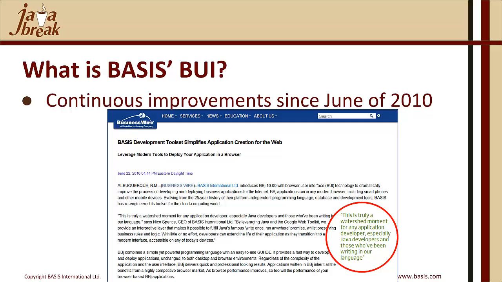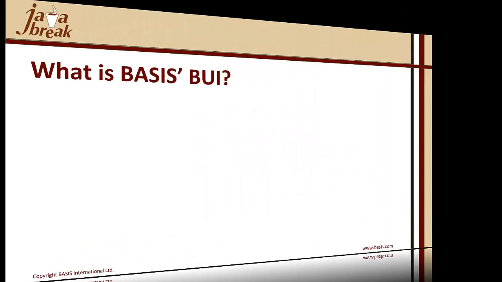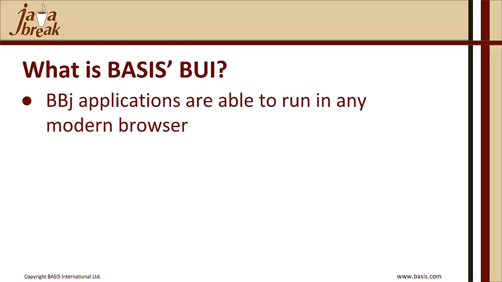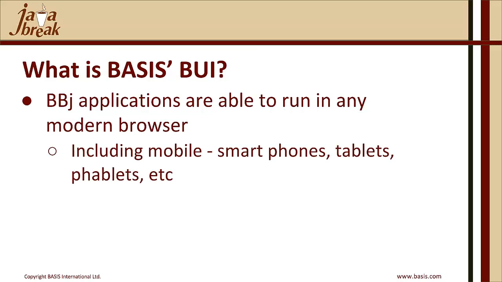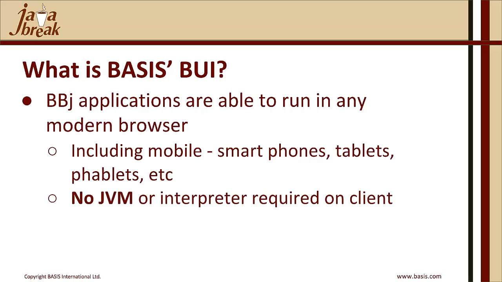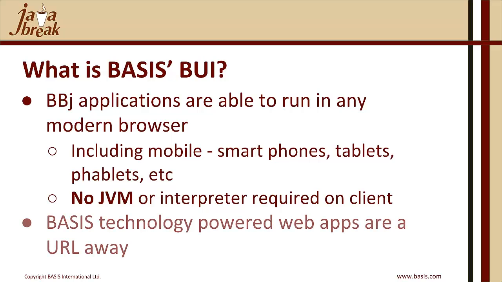So what's this BUI? It's been undergoing continuous improvements since we launched it in June of 2010. Back at that time, we referred to it as a truly watershed moment for any application developer, especially Java developers and those who've been writing in our language, BBJ. BBJ applications are able to run in any modern browser, and that includes the mobile world, smartphones, tablets, phablets, and more. And again, no JVM or interpreter is required on the client. BASIS technology-powered web apps are a URL away.